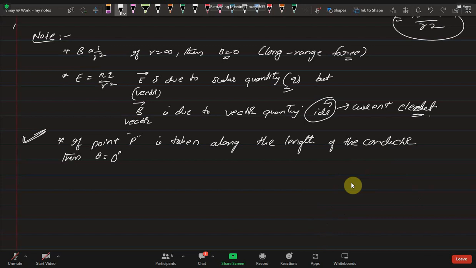So if theta is equal to 0, then we can write dB is equal to mu naught by 4 pi I dl sine 0. What is sine 0 value? 0. What is the magnetic field? 0. So if point P is taken along the length of the conductor, then magnetic field is 0. This is a very important point. If you're done with this, I'll go for the next concept.